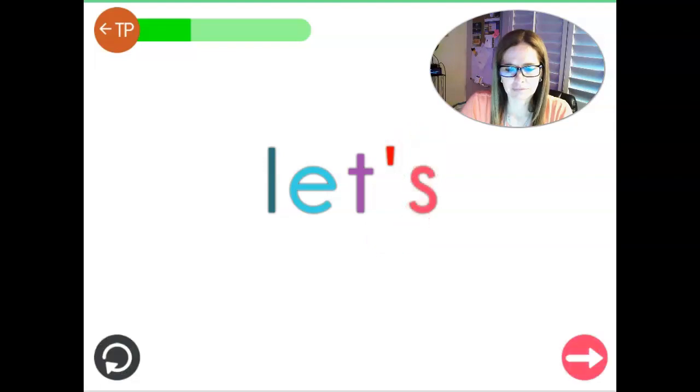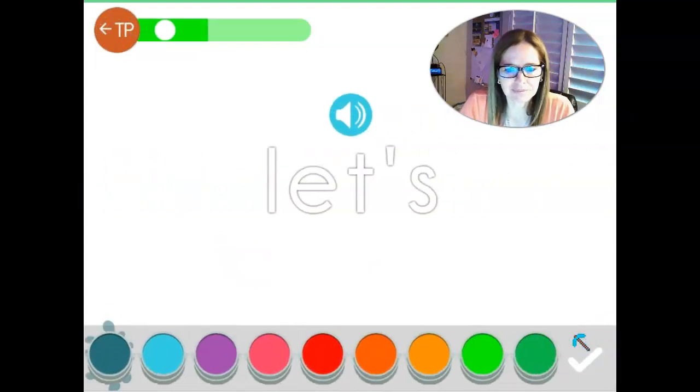Let's. So this is another contraction. This contraction stands for let us. Let us go to the store. Let's go to the store when we contract it. So let's practice with this word. Let's.